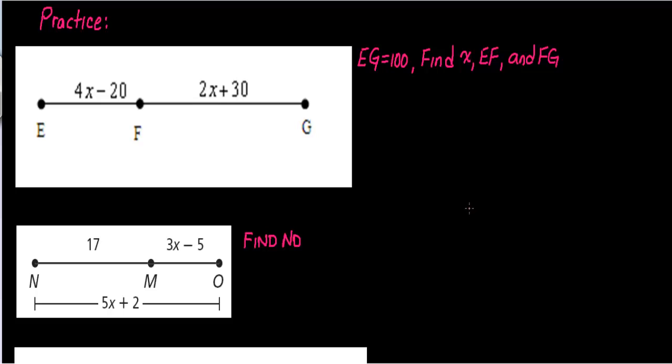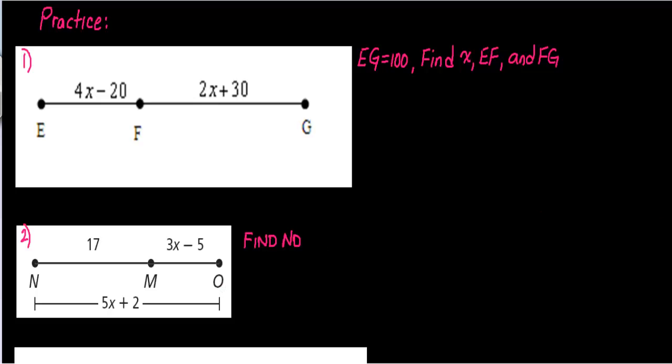Here are some practice problems for you to do on your own in your notebook. Problem number 1, this one right here. EG is equal to 100. You need to find x and then find the distance between EF and the distance between FG. For problem number 2, I want you to find the distance NO. So I want to find this whole distance NO.